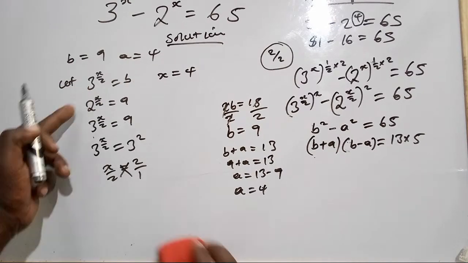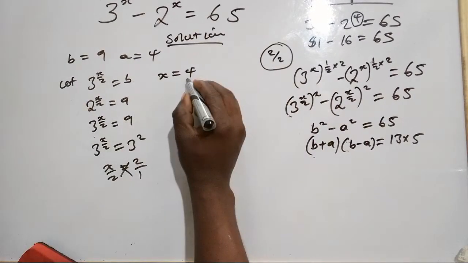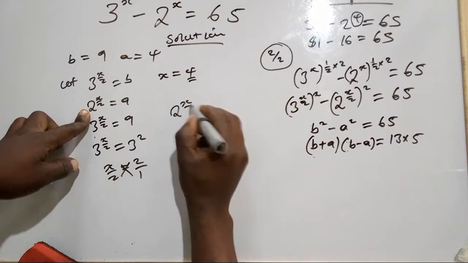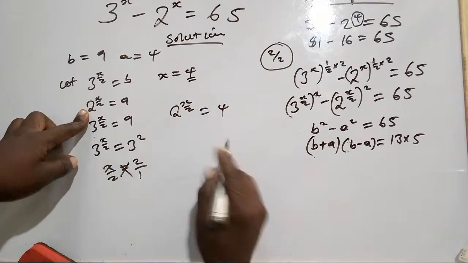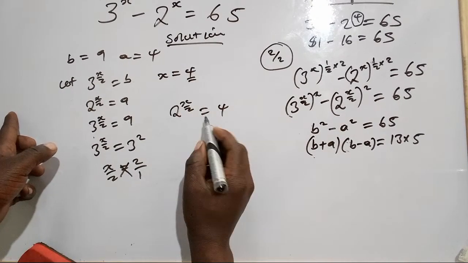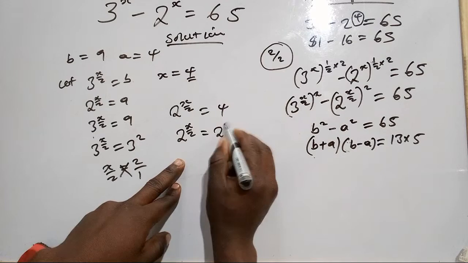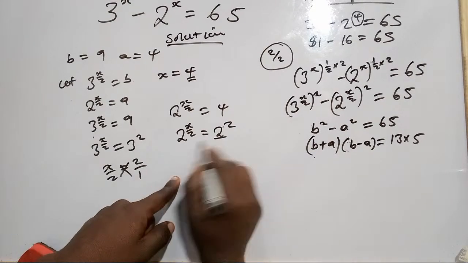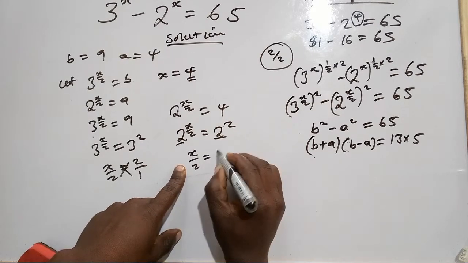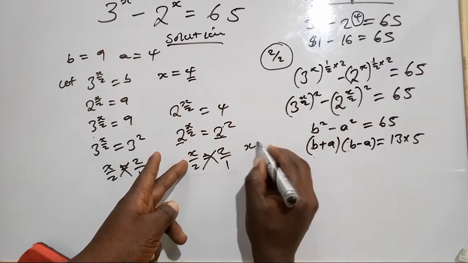Let's try to equate now for a. For a, we have found that it is 4, right? So we're going to say 2 to the power x over 2 equals 4. We are going to do the same thing here. We equate this equation to have the same base. So we can say 2 to the power x over 2 equals 2 to the power 2, right? Then these bases are the same, so we're going to only equate the powers. So x over 2 equals 2 over 1, right? Then you cross multiply, you're going to get x equals 4.